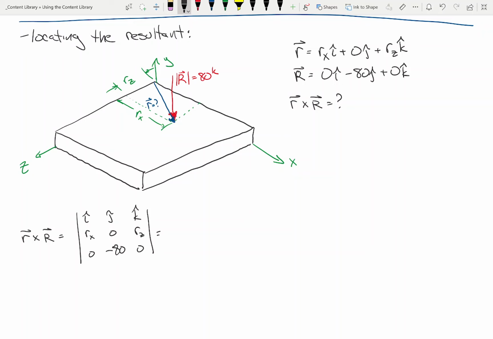Let's evaluate this out. Let's see what we get. We're going to get i times 0 minus 80 RZ, and 0 minus j. We're going to get RX, RZ, 0, 0, plus k. And then we're going to get RX, 0, 0, minus 80. Fair point?